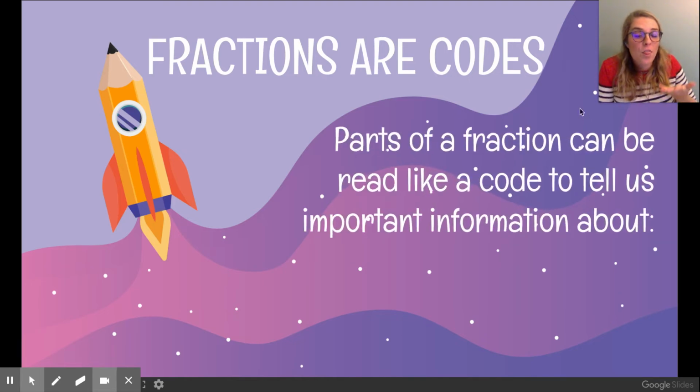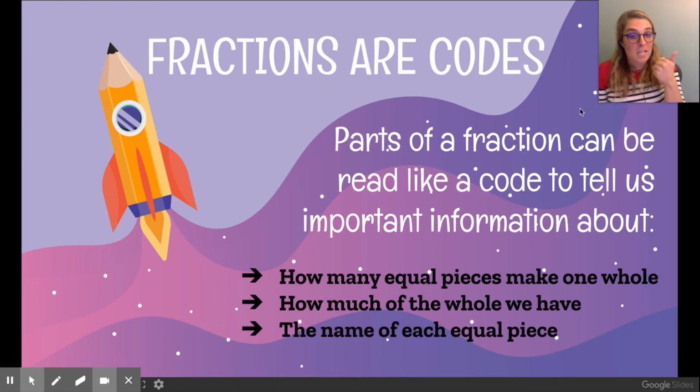We can read the parts of a fraction like a code to tell us important information about how many equal pieces make one whole, how much of the whole we have, so how many pieces we have, and the name of each equal piece. So remember, if we know how to read a fraction like the code that it is, we can get so much information, including these 3 very important pieces of information.